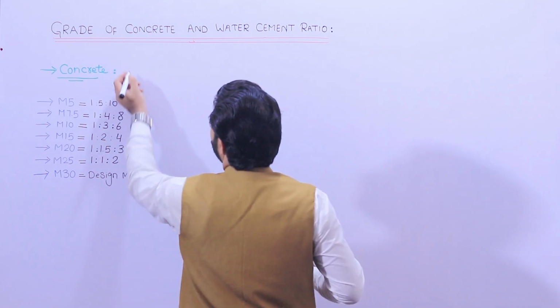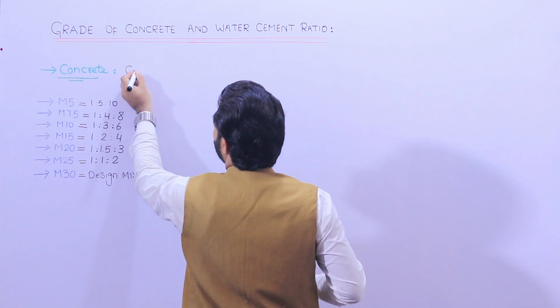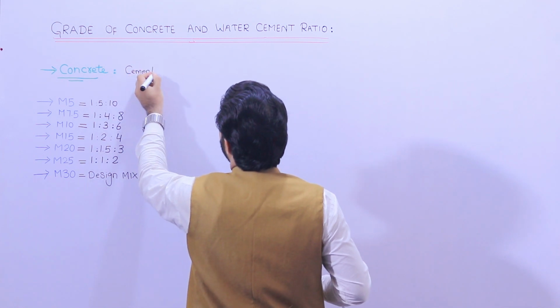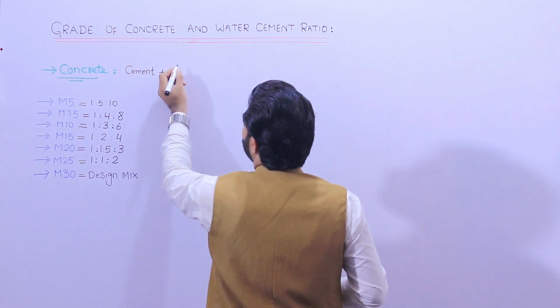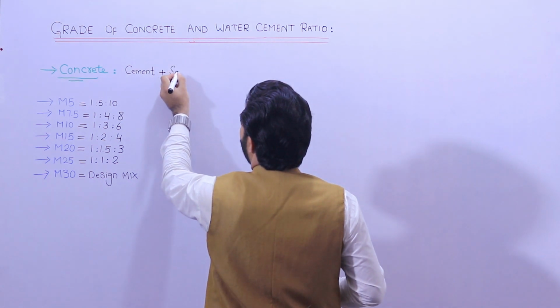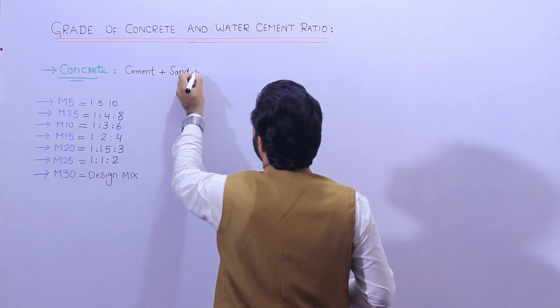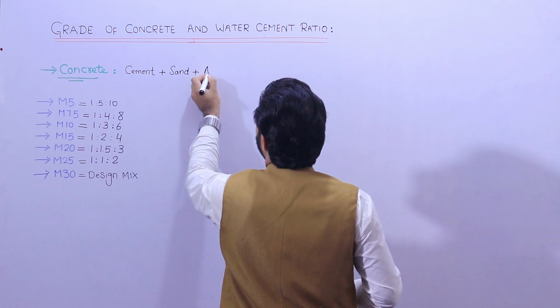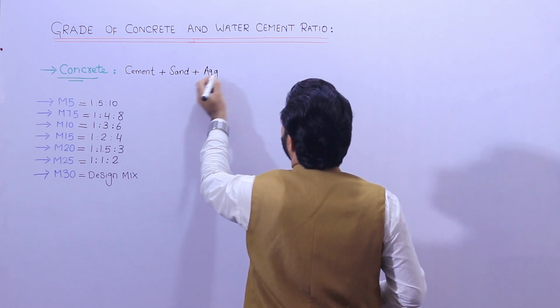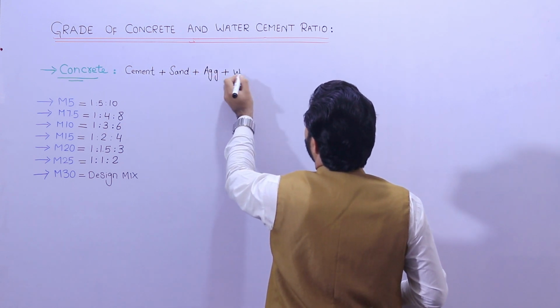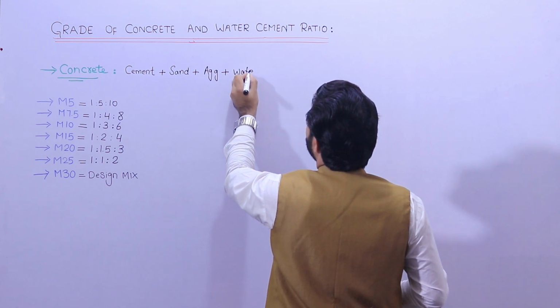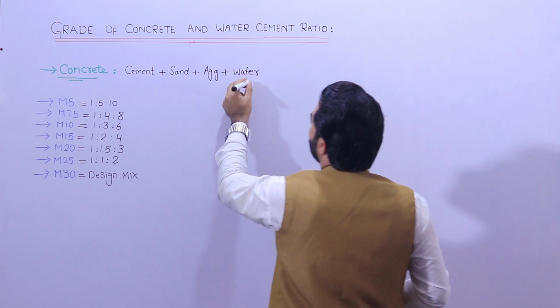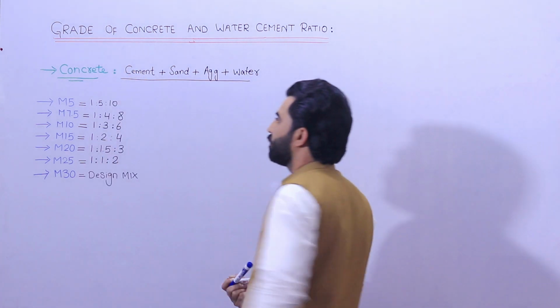Concrete is a mixture of cement, sand, aggregate or crush, plus water. These are four materials. When we add these materials with each other, this is called concrete.